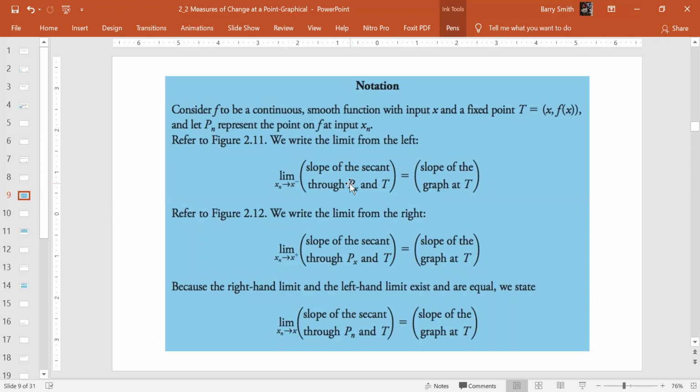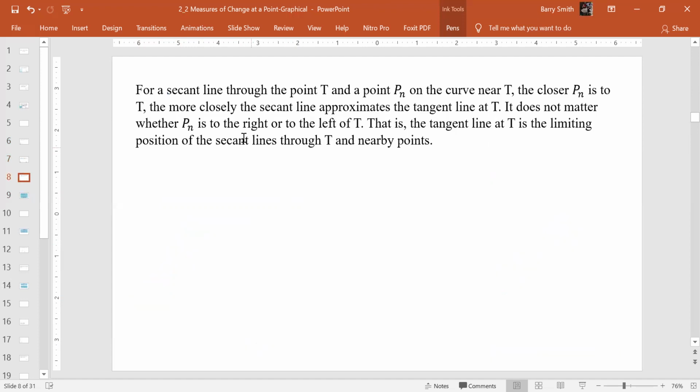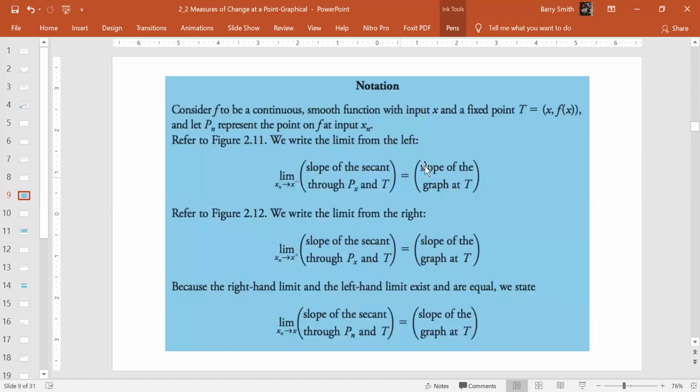So what we're looking at now is the notion of the slopes coming from the left and the slopes coming from the right. When we come from the left, we get the slope of the secant through P(x) and T. As xn approaches x from the left, coming in really, really close, that gives us the slope there, and that's going to equal the slope of the graph at T.